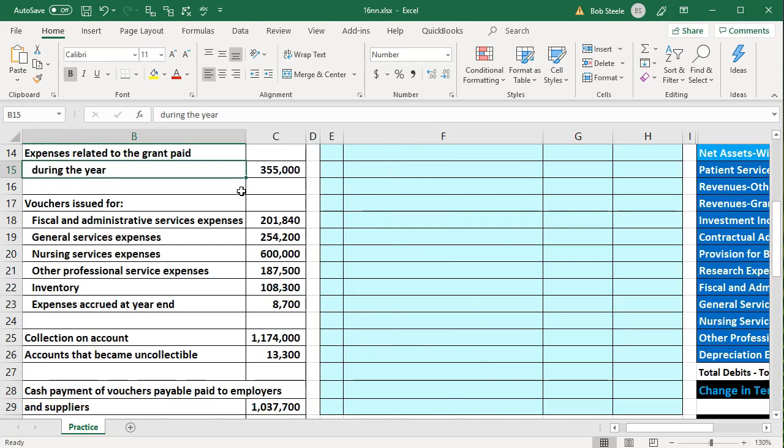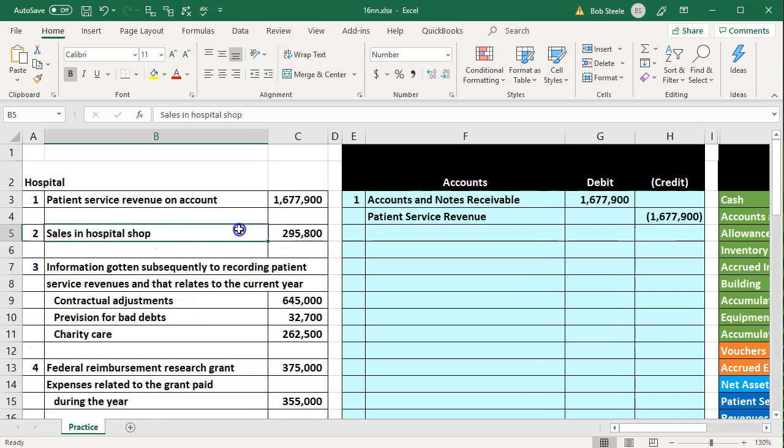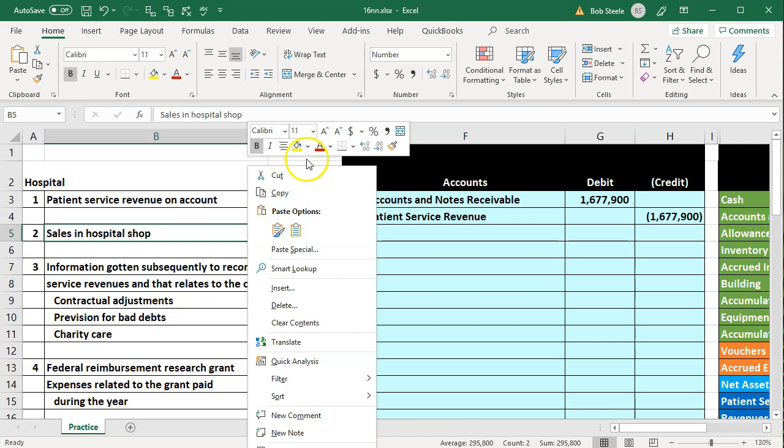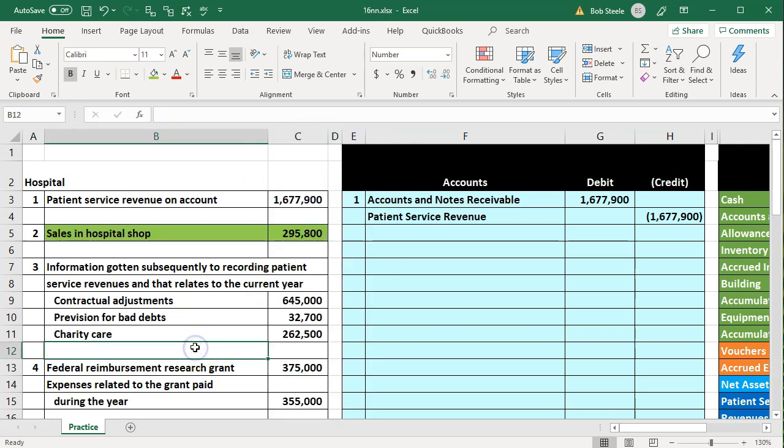Okay, let's then go to number 2. I'm going to now start highlighting these as we go. So number 2, I'm going to make that green. The green ones are going to be the ones that we are currently working on. So these are going to be sales in the hospital shop. We're going to say that there's a shop in the hospital where we sell stuff. And these are going to be the stuff that we sell in the hospital shop. We're going to say here that we're going to make these sales for cash, we're assuming.